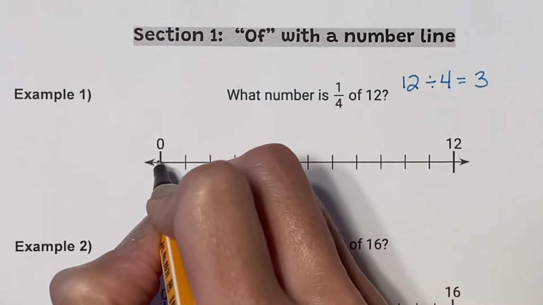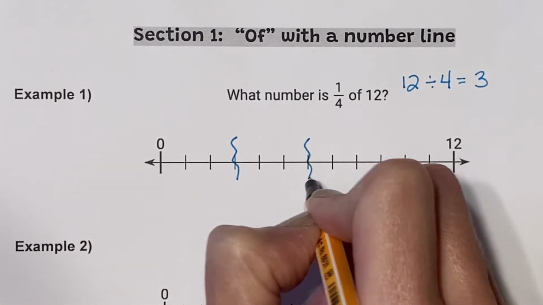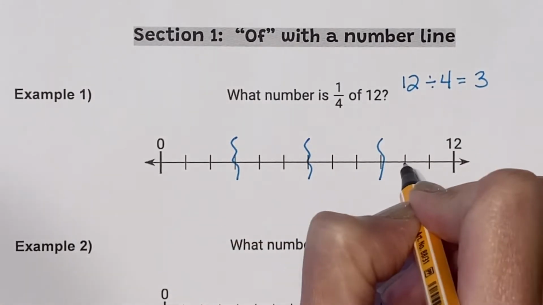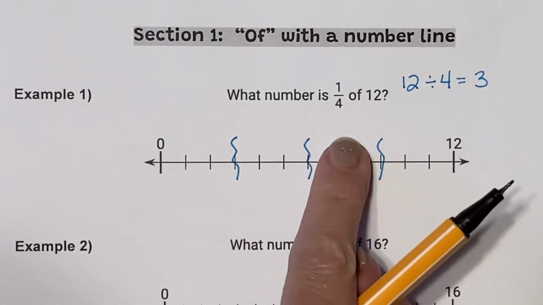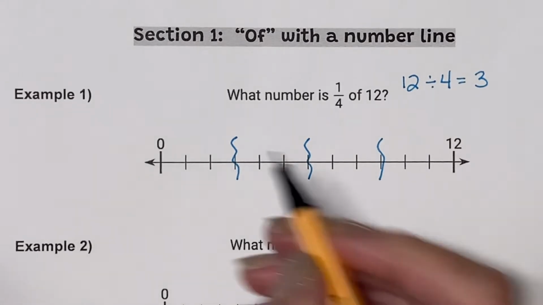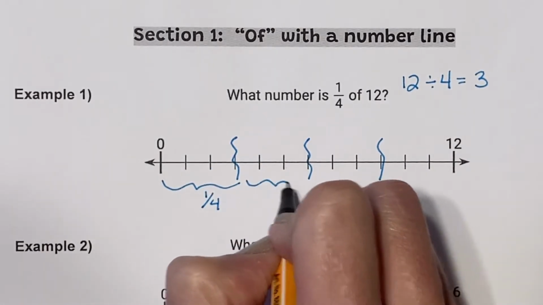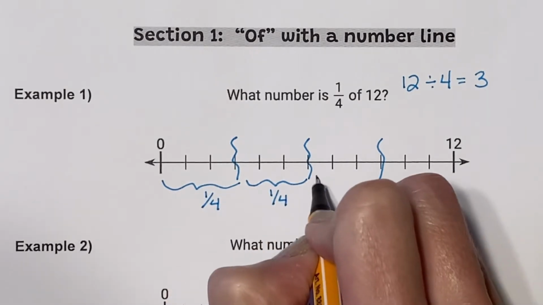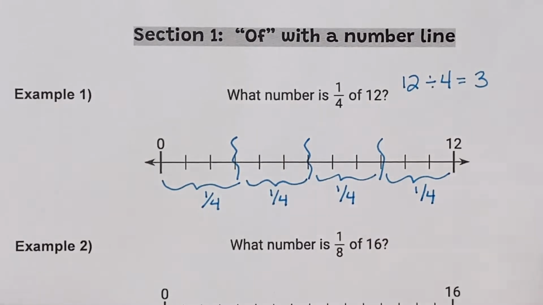So that means I have 1, 2, 3, 1, 2, 3, 1, 2, 3, and 1, 2, 3. Here's part 1, part 2, part 3, part 4. Each of these parts is 1/4. So there's a fourth, there's a fourth, there's a fourth, and there is 1/4.